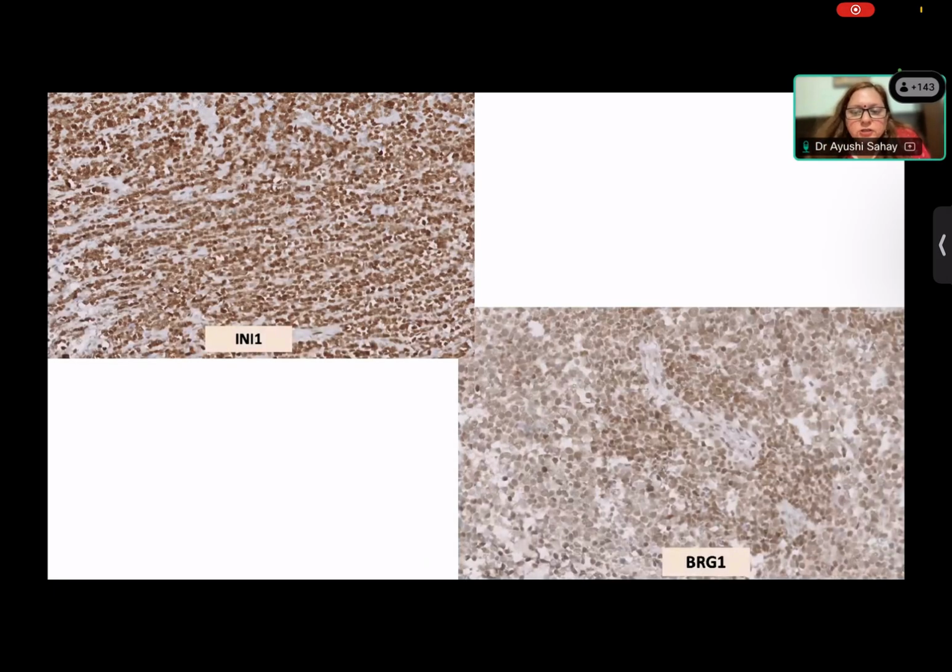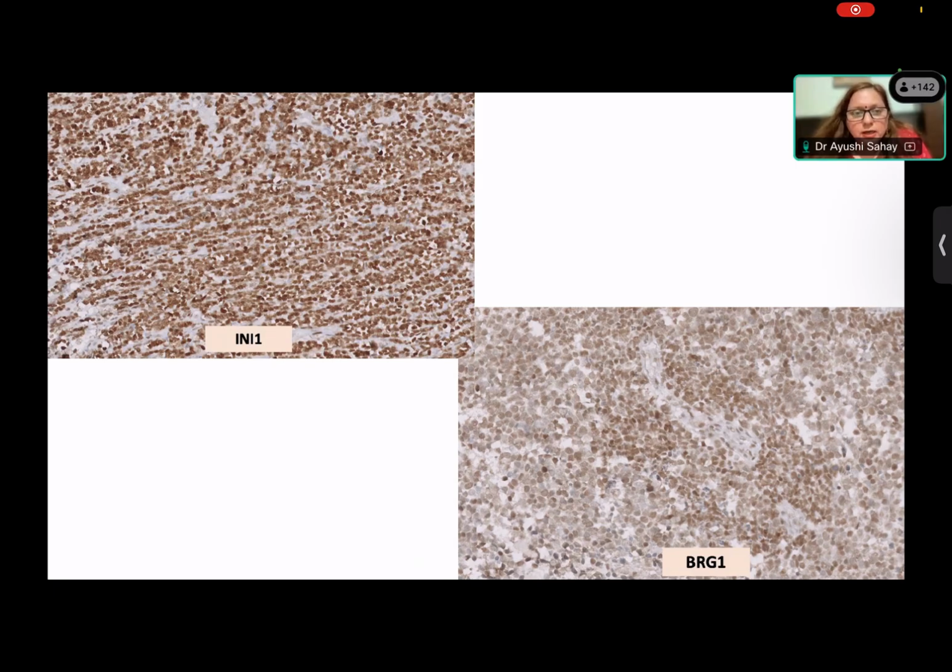So we did the first two IHCs, INI1 and BRG1, and what are they showing, Preeta? INI1 showing diffuse positivity in the tumor cells. That is, there is no loss of INI1. Exactly, and same for BRG1, which is the other IHC that we use for ATRT, which is much less commonly lost, but it shows a similar pattern of loss of expression, just like INI1. Here both of them are retained. So it is not an ATRT. That much is sure. Okay.